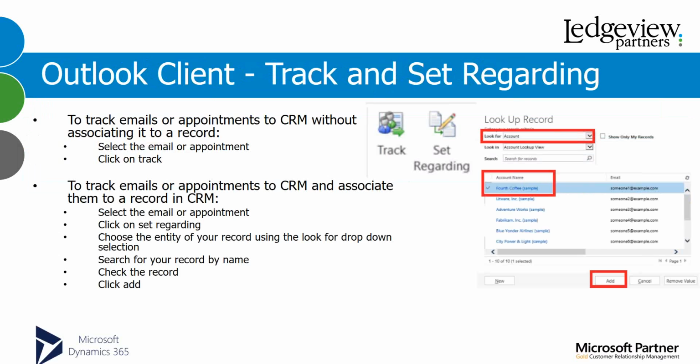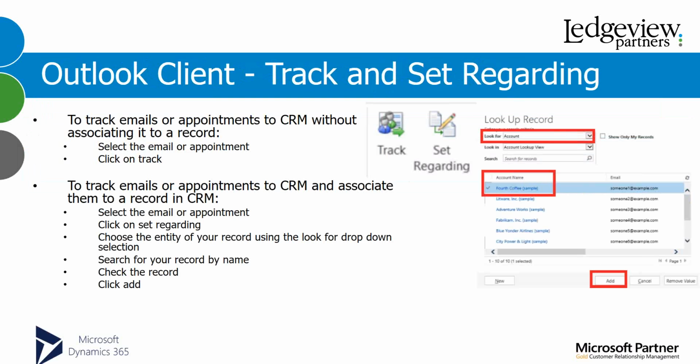Now, Outlook client tracking and set regarding. I'm going to jump into the system here and show you how to track and set regarding some appointments. But I want to walk through the steps first. Now, everybody asks, what's the difference between tracking an email and setting an email to regard? Do I have to do one first? What are the proper steps?